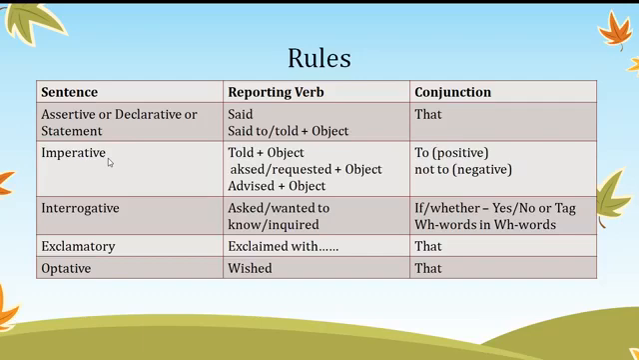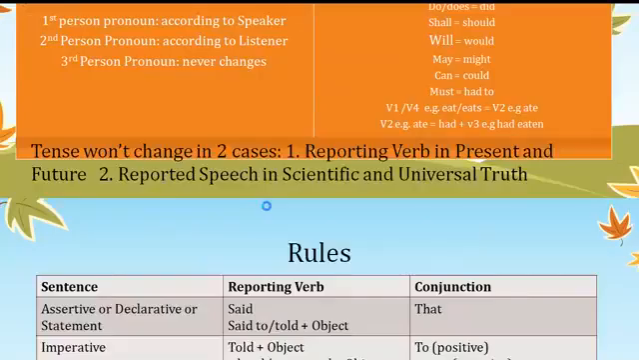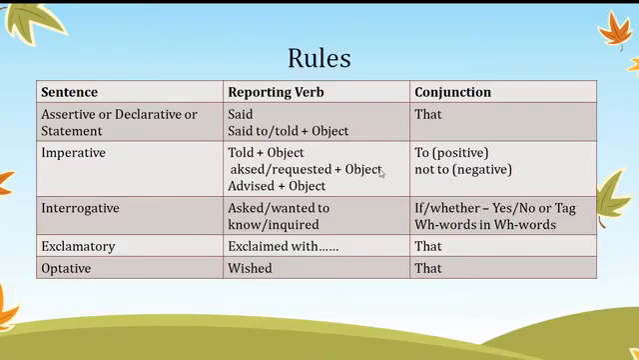Just now I told you about that. If it is a command or order, then we have to use told plus object. If there is a request, then asked or requested plus object. If it is advice, then we have to use advised plus object in the imperative sentence. And what is the conjunction to use? If it is a positive sentence, then we have to use to. If it is negative, then we have to use not to. Don't forget about it, what I am teaching you, dear learners.